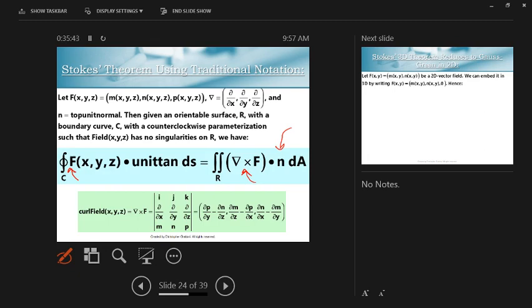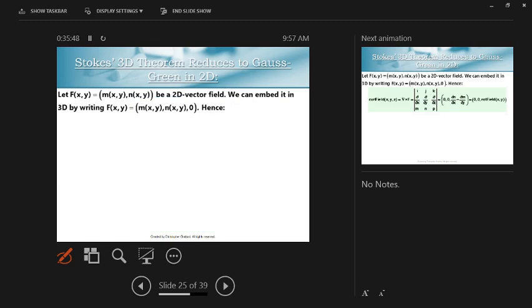You guys good so far? Okay, so first let me show you that this Stokes three-dimensional theorem really is the same thing as Gauss-Green theorem in 2 dimensions if you restrict yourself to 2 dimensions. So let's go back in time. Let's pretend we're just doing a problem we could have done months ago with a 2-dimensional vector field. So an m of xy comma n of xy.